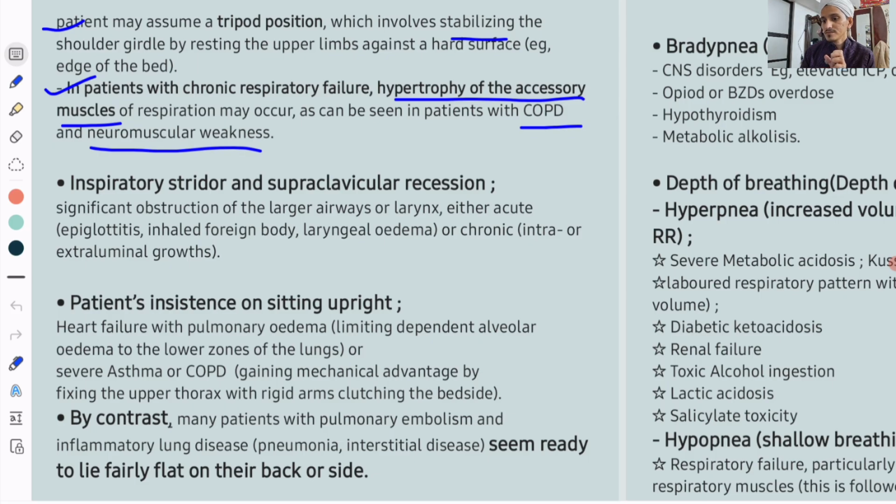Now, inspiratory stridor and supraclavicular recession. Stridor is an inspiratory sound, a musical type of sound which is heard during inspiration. Again, you should go and listen to this sound. I can't play it here because copyright issues will come. So go and search for stridor and hear that sound. Unless you hear it, you can't detect that sound in your patients. It will be present, but you will not recognize it as stridor. So that is inspiratory stridor.